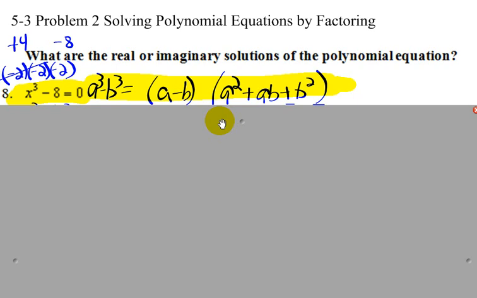If not, you need to keep working your homework. You're going to get there, I promise. So now what do we have here? Well, it was negative 8, right? So it would be negative 2 times negative 2 times negative 2. That would give us that second term.